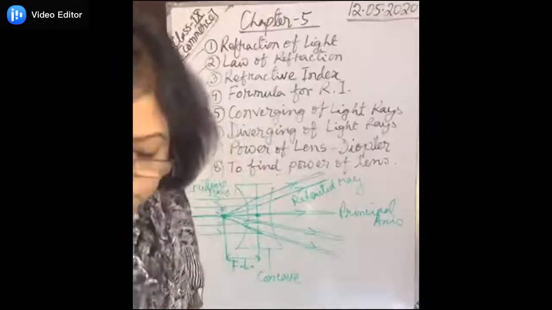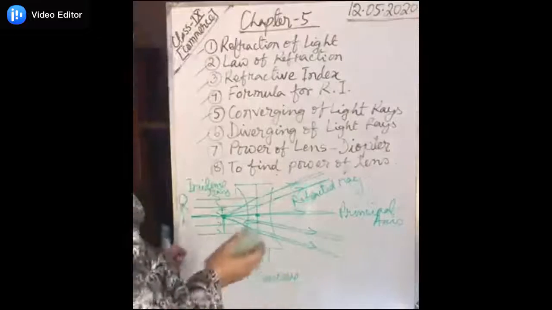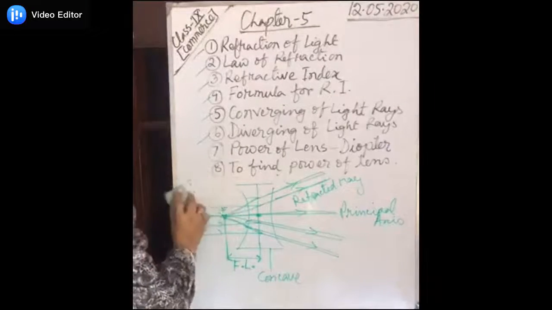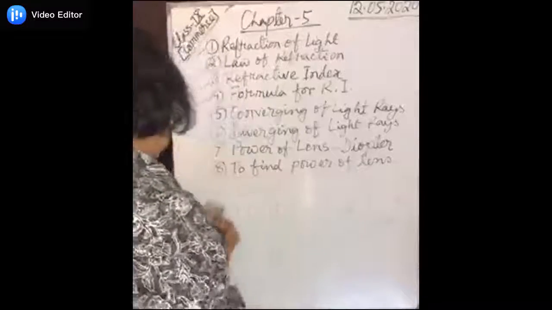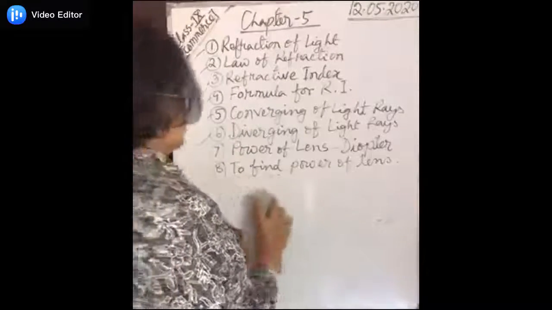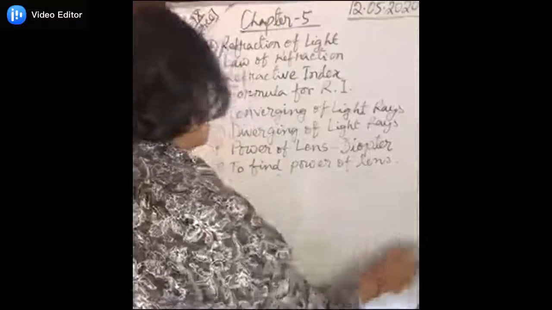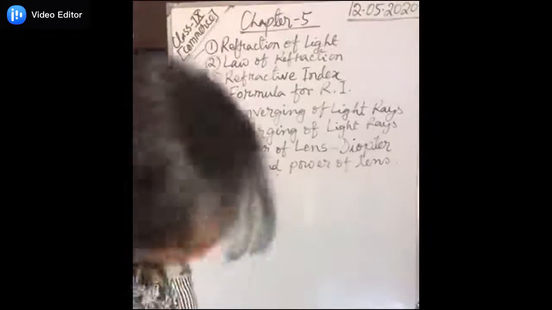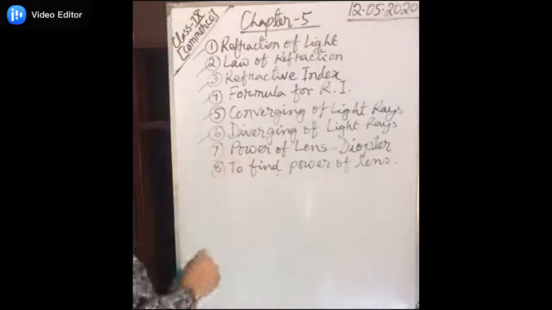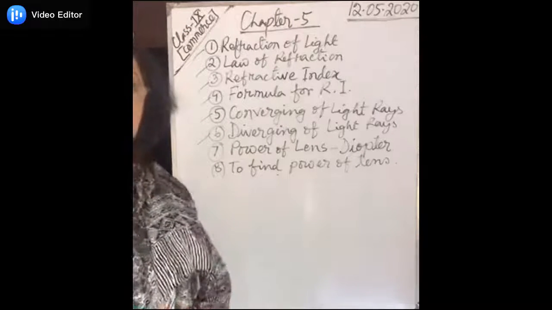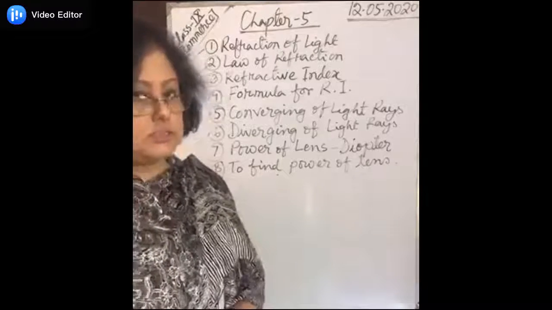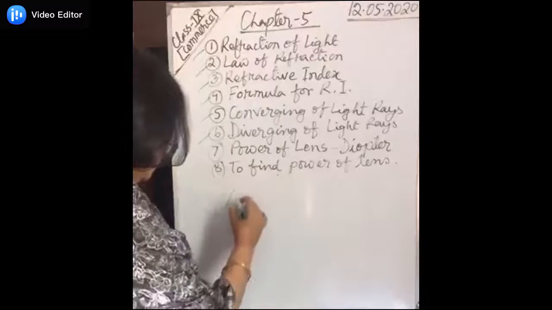So let's go for the next one. Our next term is power of lens. What is power of lens? The converging and diverging capacity of the lens is called power of lens.